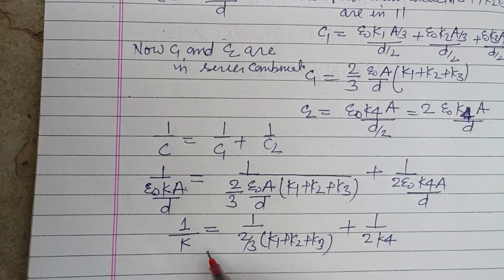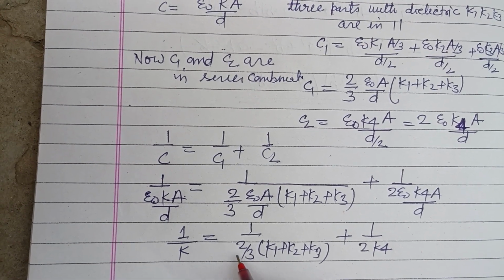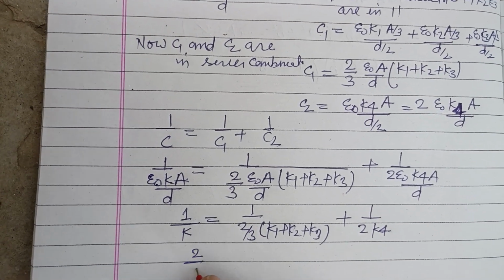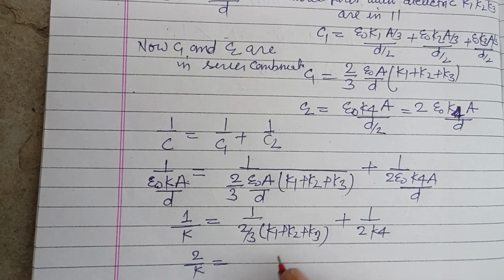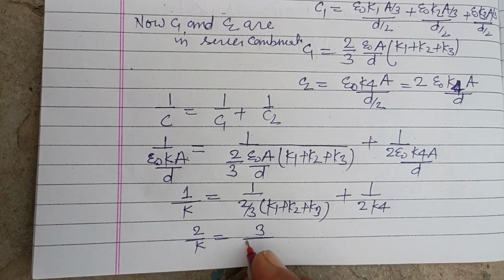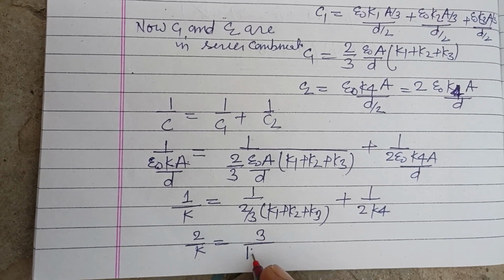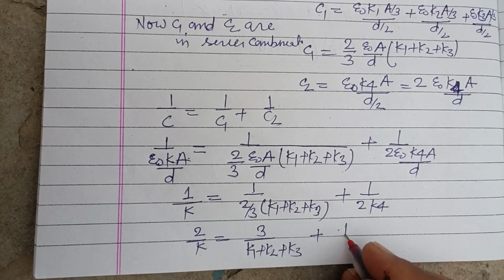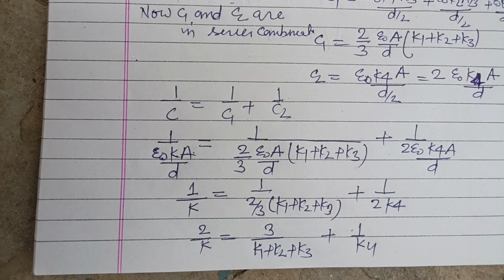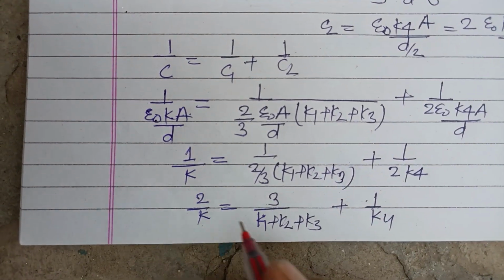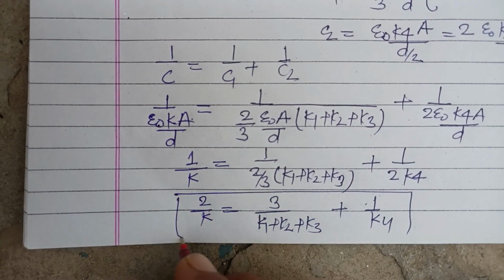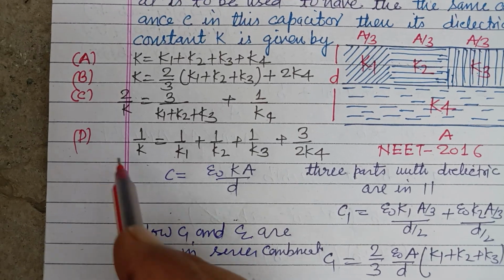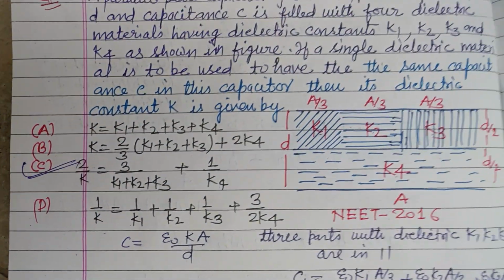Now we multiply by 2 on both sides, so 2 upon K equals 3 upon K1 plus K2 plus K3, plus 1 upon K4, where the 2 is removed. So this is the relation between K, K1, K2, K3 and K4, which is found in option C. So option C is correct. I hope you got it.